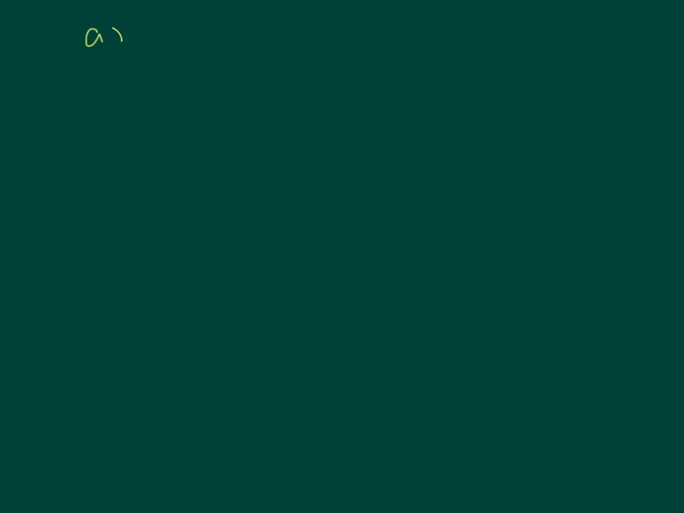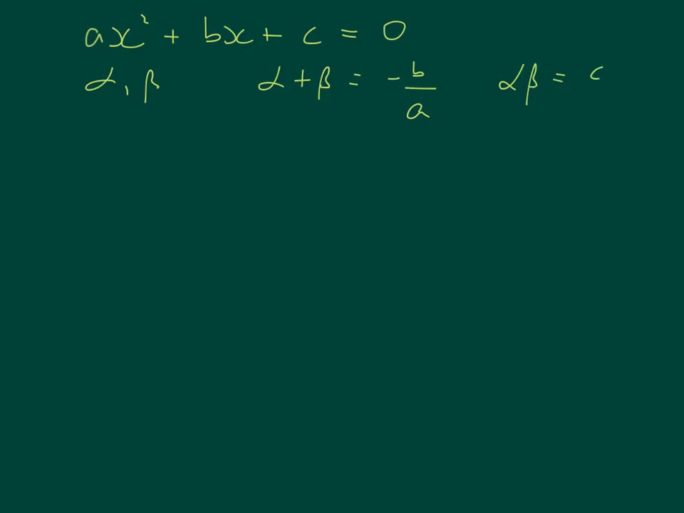The other thing we might need to remember from polynomials, if you've got ax squared plus bx plus c equals 0, and the roots are alpha and beta, we remember that the sum of the roots is minus b on a, and the product of the roots is c on a. Now we can go a bit further than that to have a look at cubics.